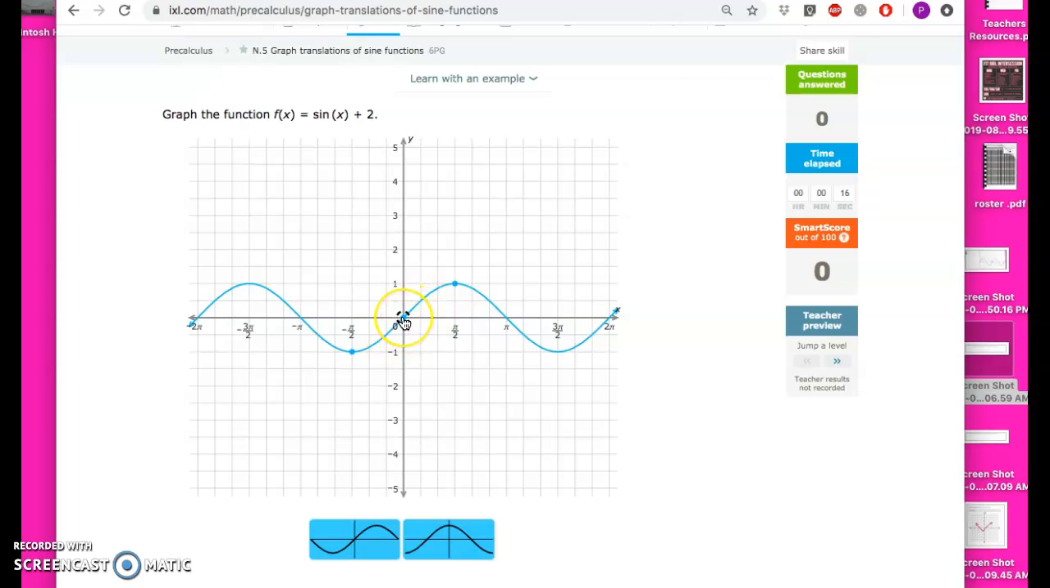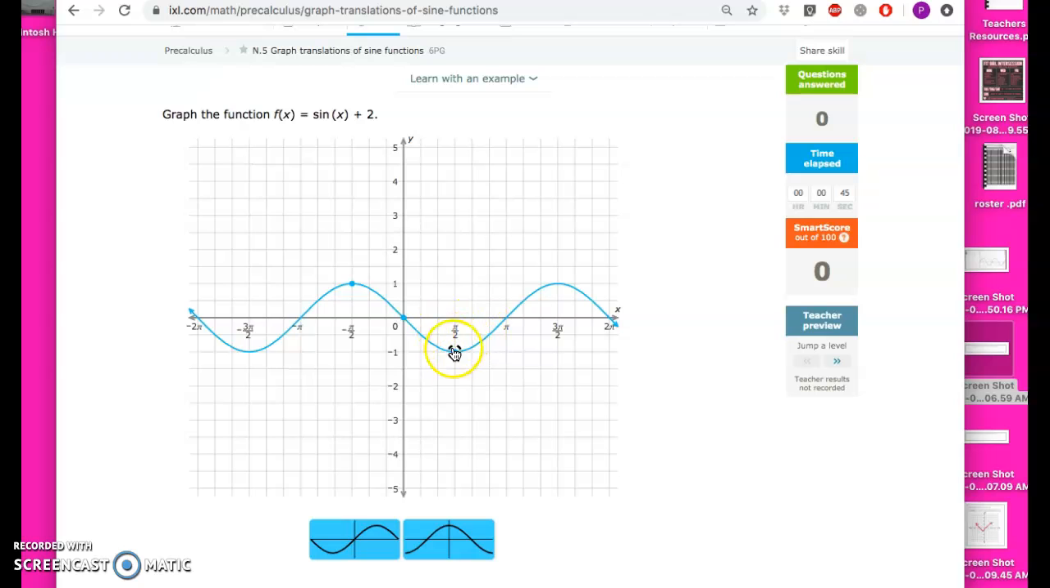And anytime you guys are going to move this, you're going to pick it up from the middle point. So I know that this is a transformation that moves it up 2. So I'm going to move it from the middle up 2. And then I would submit. Let's say I had a flip. Let's say I had negative sine of x. Then I would pick up a point and I would flip it. So that would be negative sine of x.